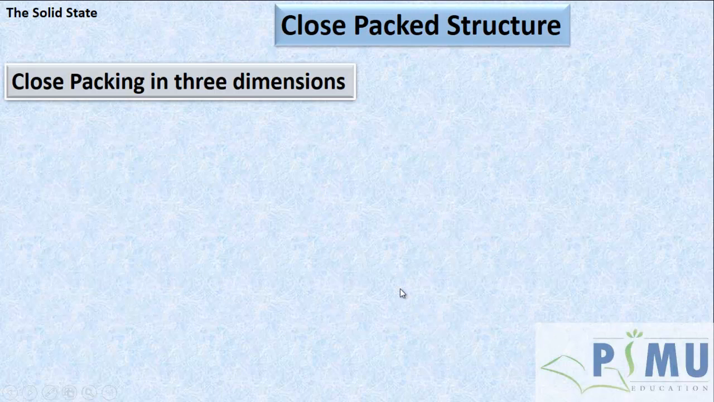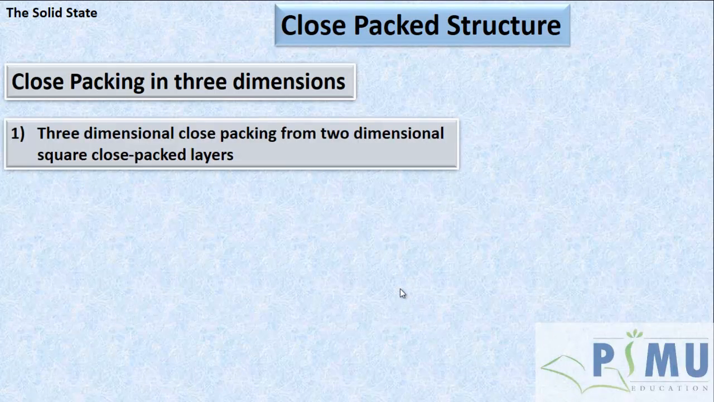Now let us see the close packing in 3 dimensions. First, let us see 3-dimensional close packing from the 2-dimensional square close packed layer. In order to make this structure 3-dimensional, first let us have 2-dimensional structures. In 2-dimensional structures, we have seen 2 types, right? The one is square close packing, the other one is hexagonal close packing. So first let us keep that square close packed layer first.